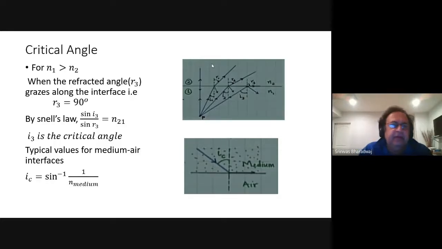What is that? The refractive index is 1. So n2 by n1 will be less than 1, right? So sine i by sine r in this case is going to be less than 1. The incident angle is going to be small, and the refracted angle is going to be bigger. If you just extrapolate this, it will go somewhere in between, right?